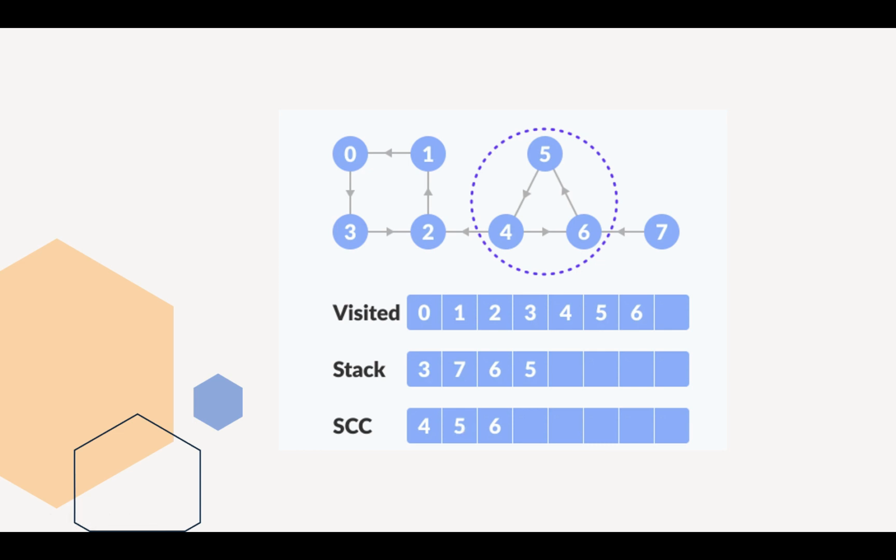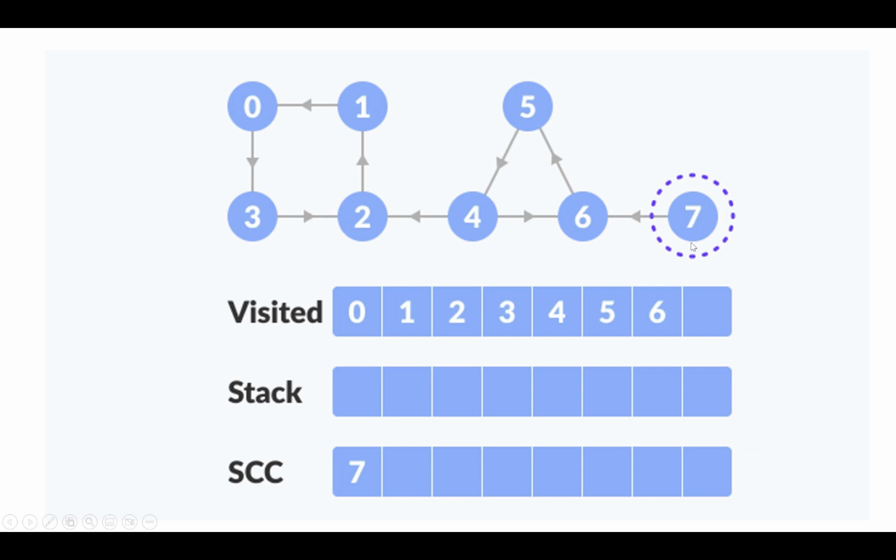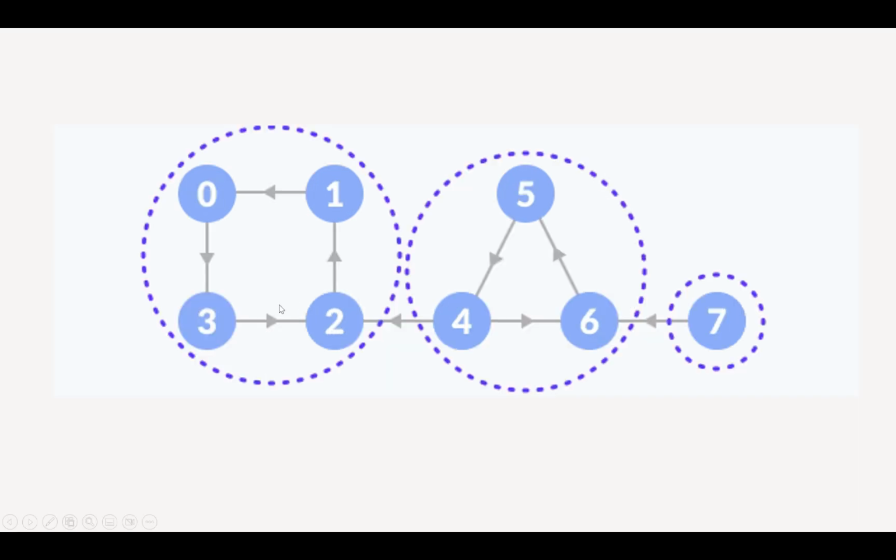The next one that we pop from the stack is 7, since 5 and 6 are already visited. When we pop 7, note that it points to 6, but 6 is already visited, so 7 is a strongly connected component by itself. So there we go, our three strongly connected components from the directed graph.